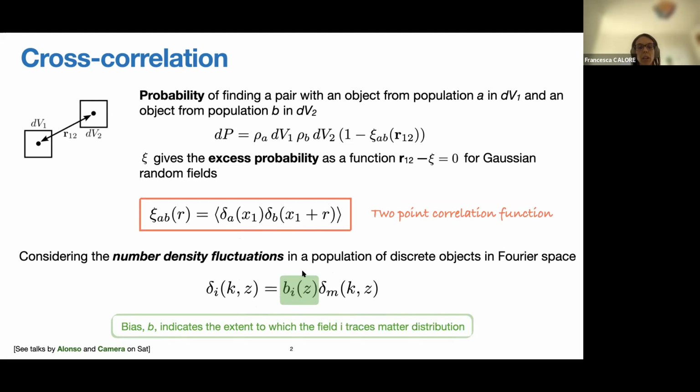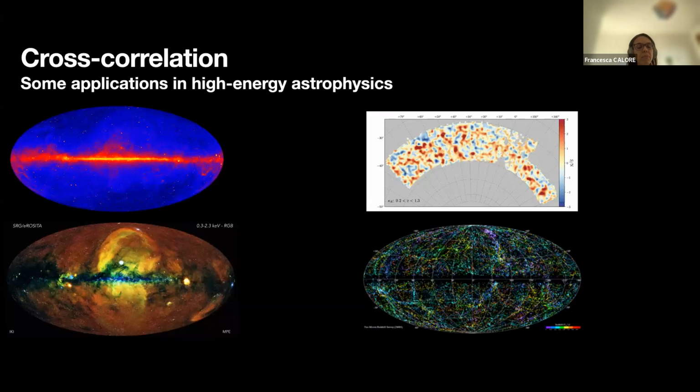This factor is what is called the bias factor, and it indicates to which extent the field we are interested in, or for which we have tracers, is a good proxy for the matter distribution in the universe. Because any time we have some tracer, no matter what kind, there is always some kind of bias that we have to account for. There will be a dedicated talk about cross correlations on Saturday by David Alonso and Stefano Camera, so I won't go into much more detail about the formalism.